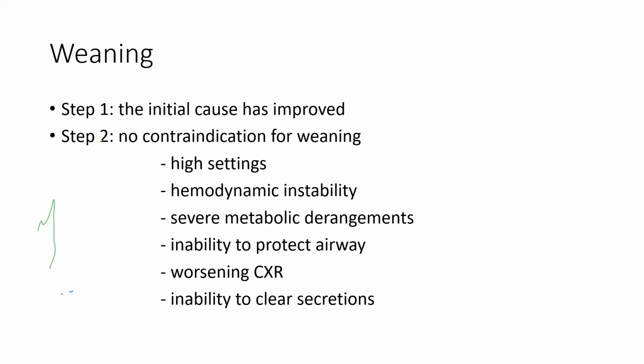So weaning goes into 3 steps. The first step is making sure that the initial reason for which the patient is hooked to mechanical ventilation has improved. This, as obvious as it is, is frequently overlooked by non-experienced operators. So you cannot jump into a weaning trial just because the ABG is good or the oxygen requirement is low or because the patient is conscious.